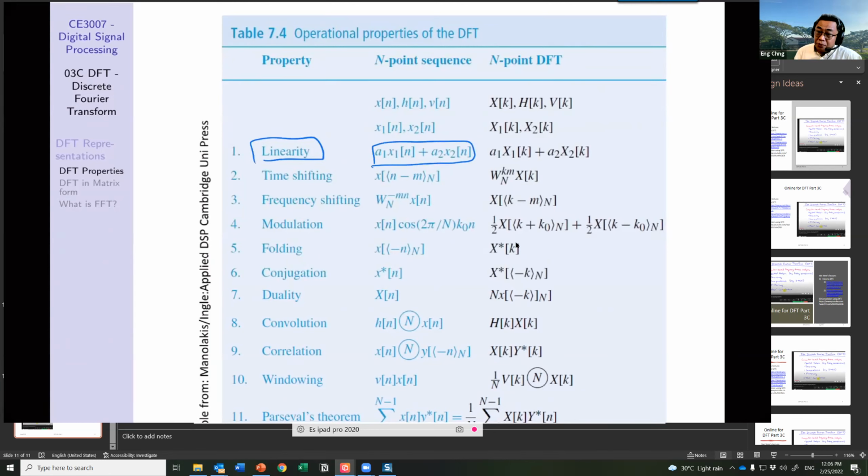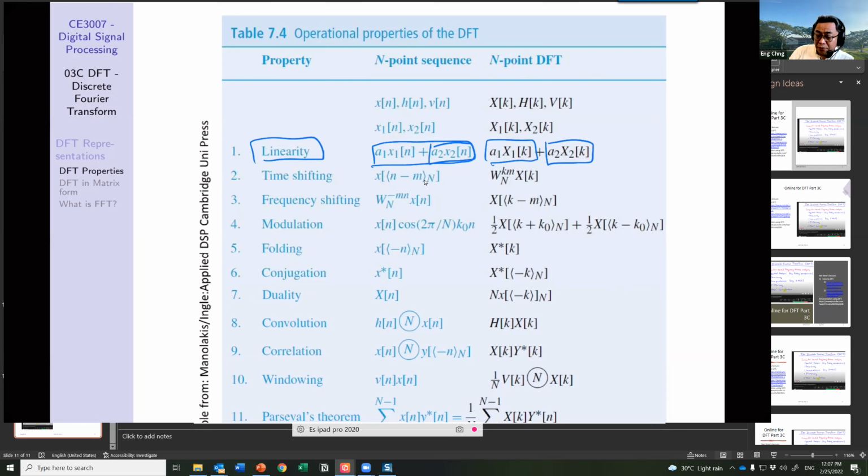That means when the input is multiplied by a constant A1, then the output, after this Fourier transform representation, is also multiplied by A1. If we have x1 and x2, each of them can be analyzed independently. So that's what the linearity means.